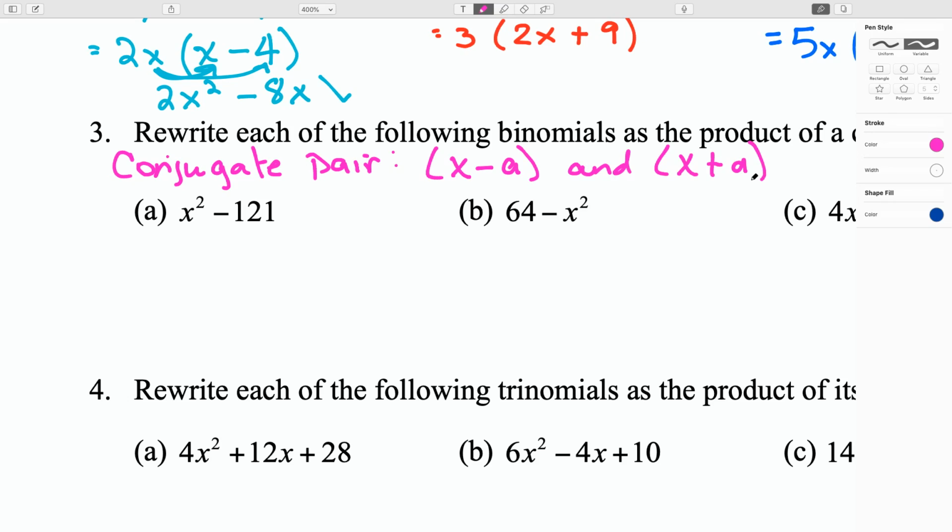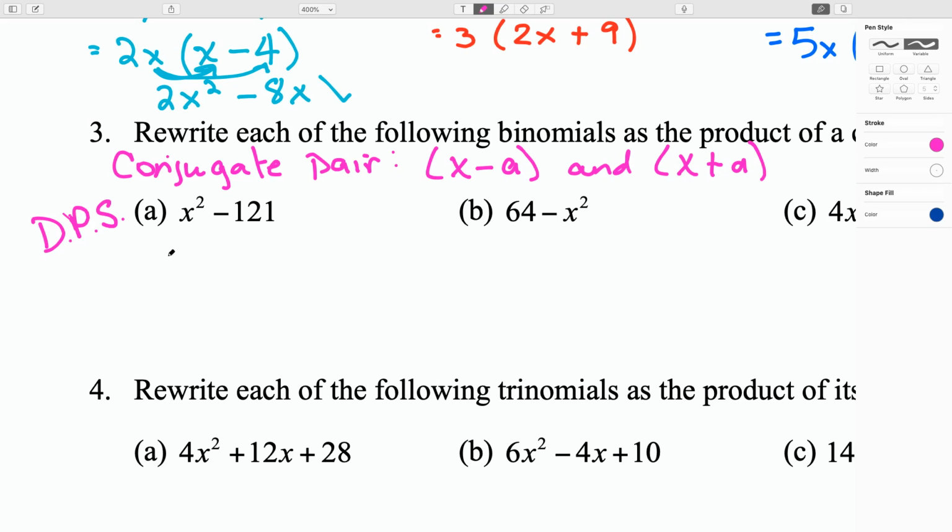So a conjugate pair almost looks identical except for the operation being opposite: a minus for one and a plus for the other. This can also be called the difference of perfect squares strategy because x squared is a perfect square, 121 is a perfect square, and the difference is shown with the subtraction sign. So just like we had the GCF method, this is called the DPS method, difference of perfect squares.